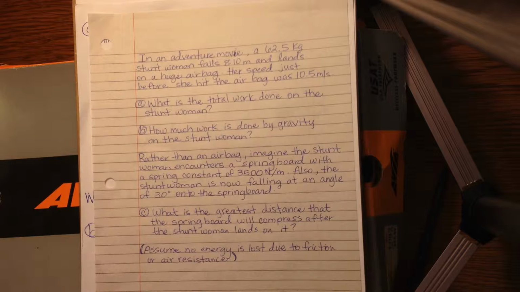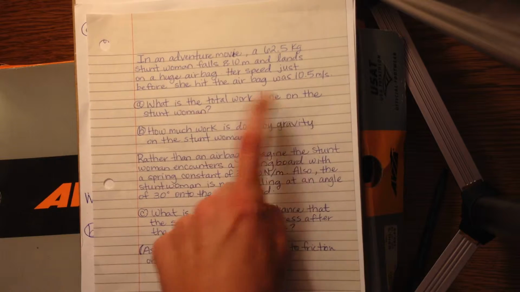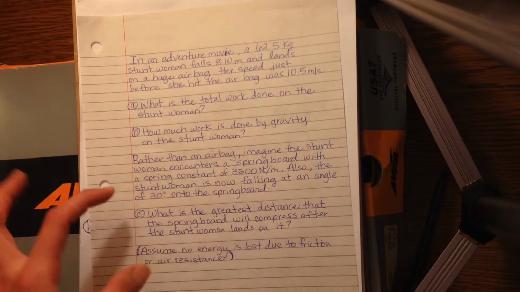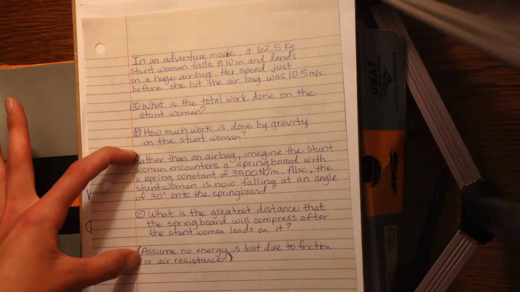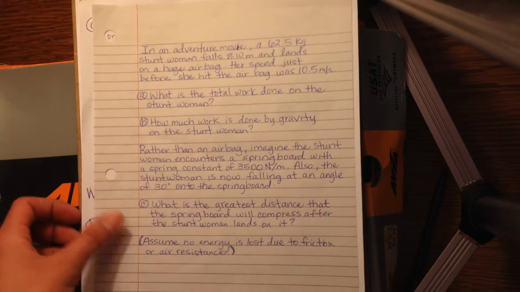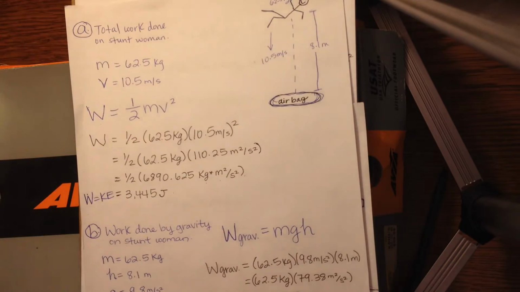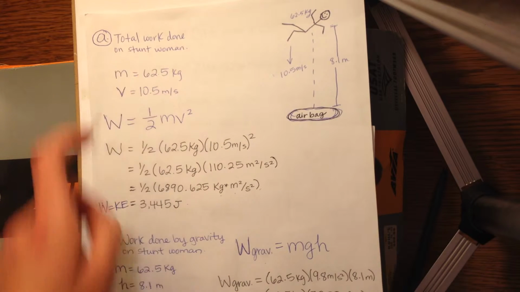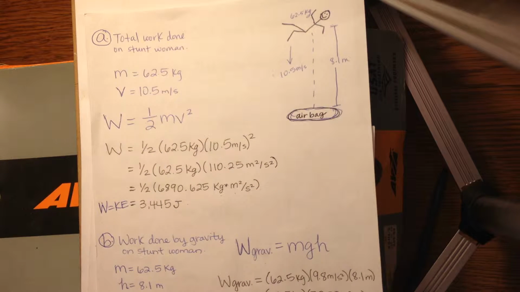A. What is the total work done on the stunt woman? B. How much work is done by gravity on the stunt woman? And then I'll come back and read this one after, because I changed up the scenario and it's a different idea. So, A, the total work done on the stunt woman is found by calculating the increase in kinetic energy.